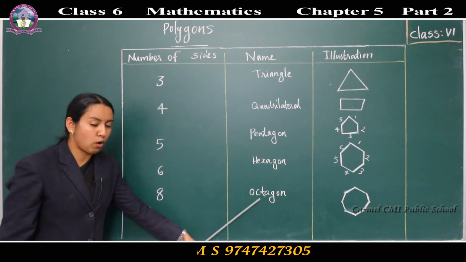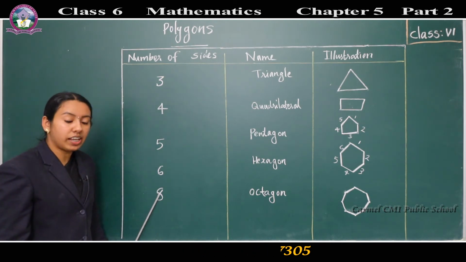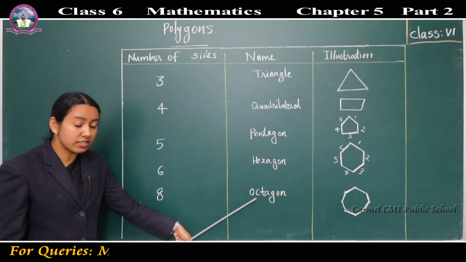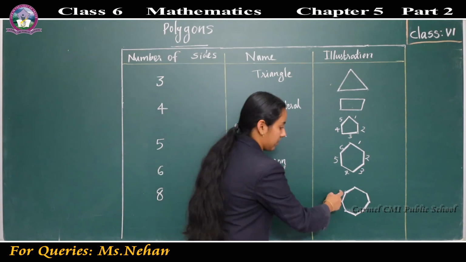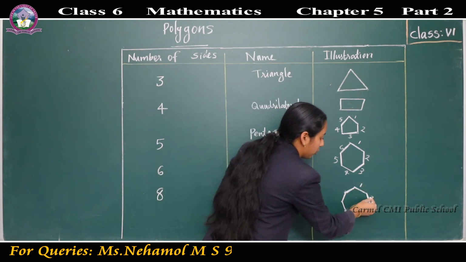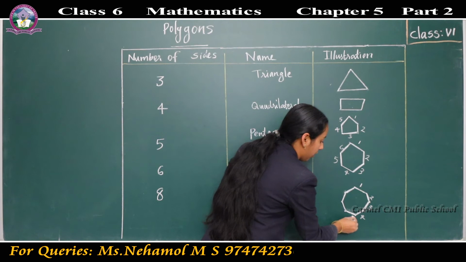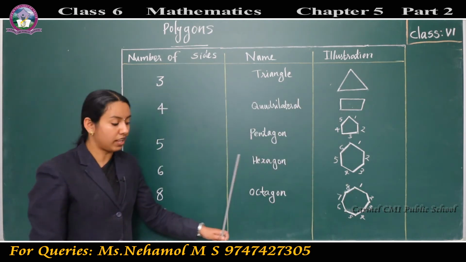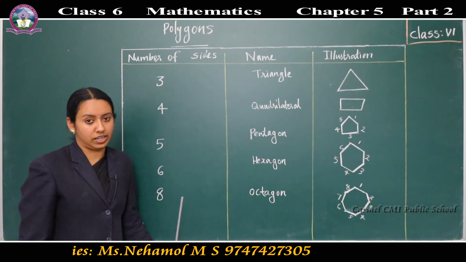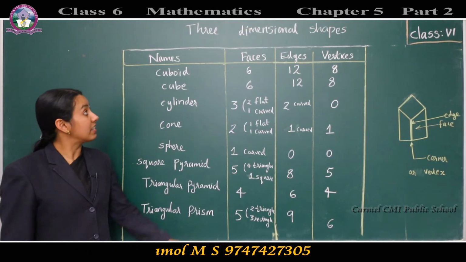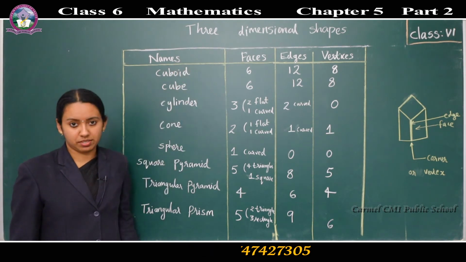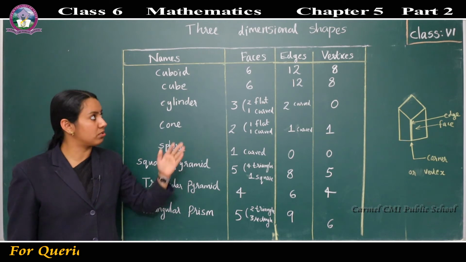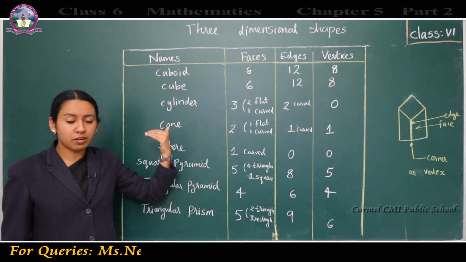Next one, octagon. A polygon having 8 sides is known as octagon. Consider the figure: 1, 2, 3, 4, 5, 6, 7 and 8. 8 sides are there, so it is an octagon. Next topic is three-dimensional shapes. Shapes which can be measured in three directions are known as three-dimensional shapes or 3D shapes.